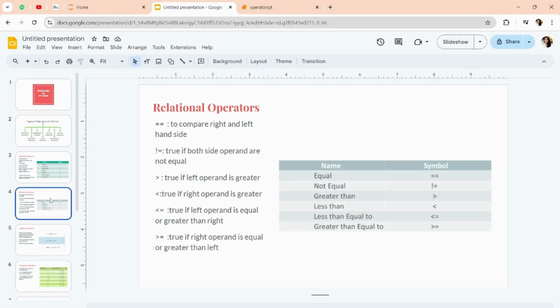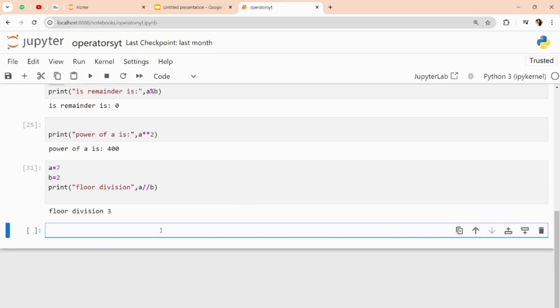Now let's see the second one, which is relational operators. There is double equal to, exclamation mark and equal to, greater than, less than, greater than or equal to, and less than or equal to. So let's see all of this. Relational operators are generally used to see the relation between two operands, like whether it is greater than or less than. They compare the values, so relational operators are used for comparing.